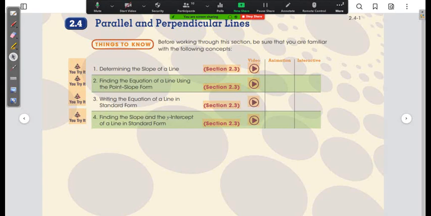Okay, today we're starting Chapter 2, Section 4, Parallel and Perpendicular Lines.